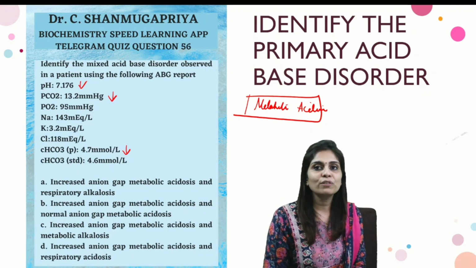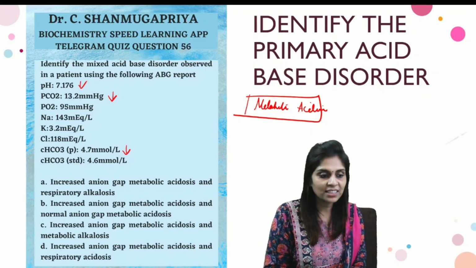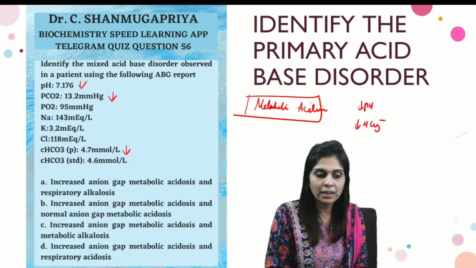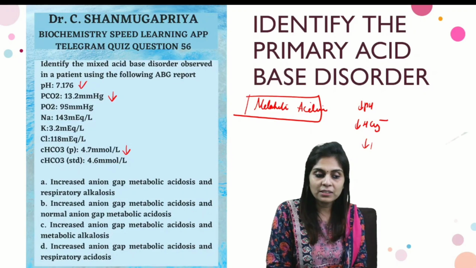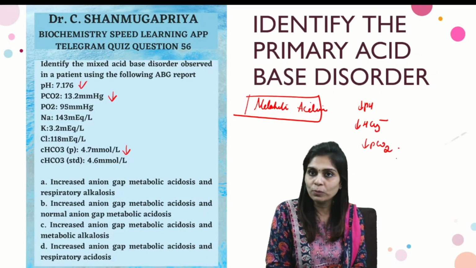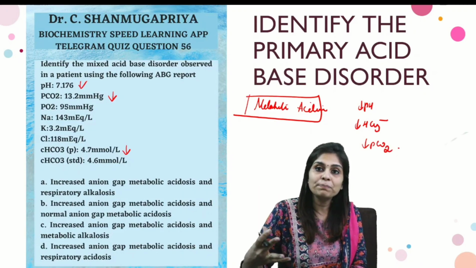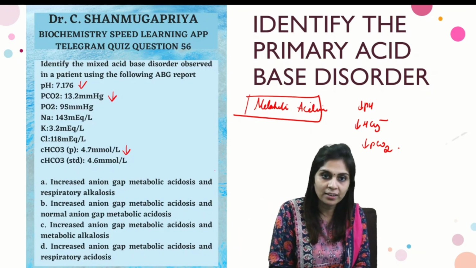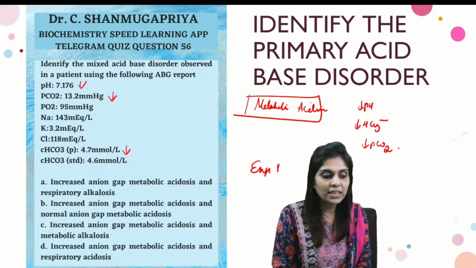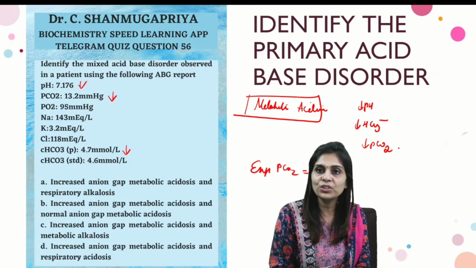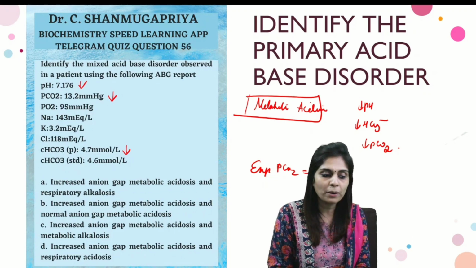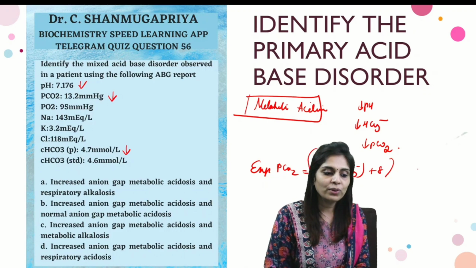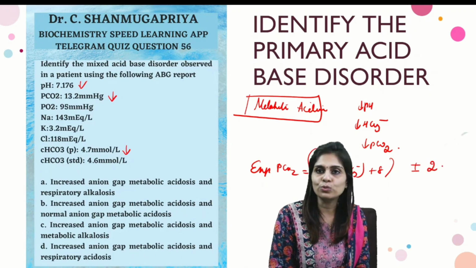This being a case of metabolic acidosis, the drop in pH is caused by a drop in bicarbonate, so it has to be compensated by a drop in PCO2. How much drop is expected as far as PCO2 is concerned can be calculated using a formula. Expected PCO2 in the case of metabolic acidosis is calculated using the formula 1.5 times bicarbonate plus 8, and for you to get a range, it would be plus or minus 2.